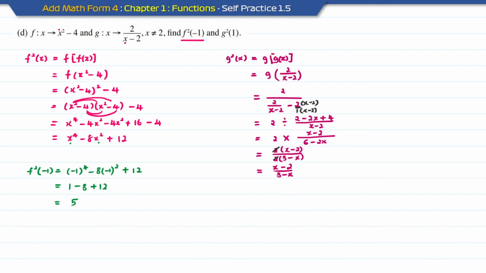Now we're going to find the image of g squared when the object is 1. For the x here, we're going to insert the number 1. So you're going to have 1 minus 2 over 3 minus 1. 1 minus 2 is going to give you negative 1, and 3 minus 1 gives you the answer of 2. So finally, you're going to have negative 1 over 2.